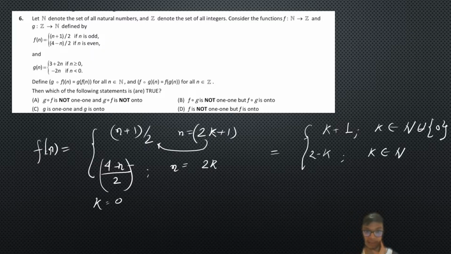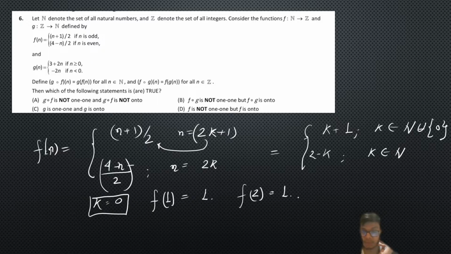So what you can observe is that at k equal to 0, you will get f of 1 is equal to f of 2, right? And f of 2 is equal to 1. So what I can observe directly from here is that f is not a one-one function.